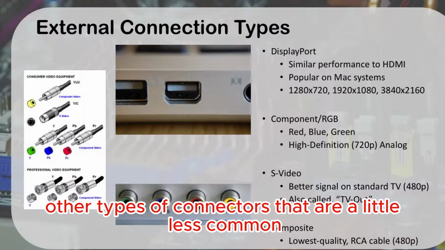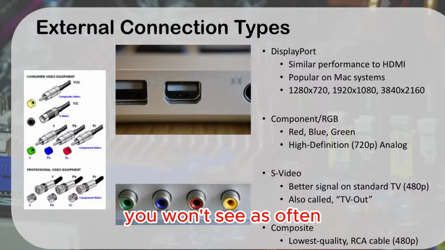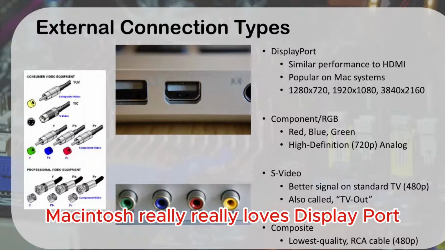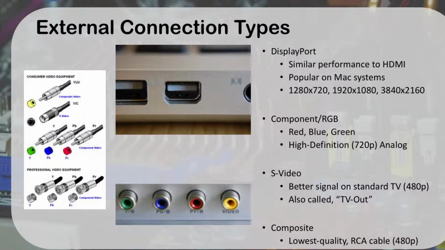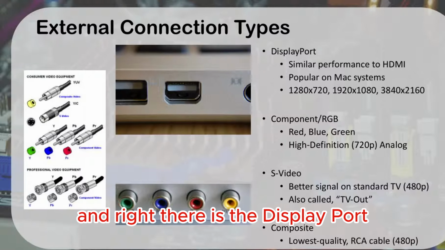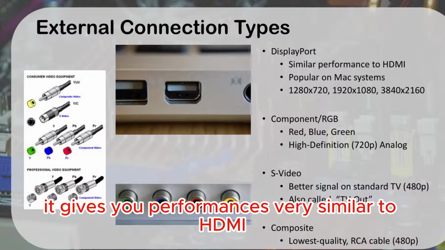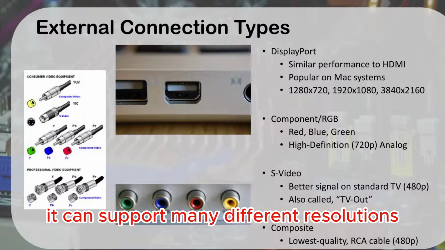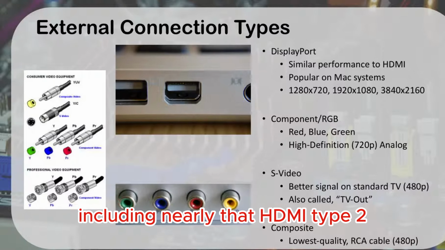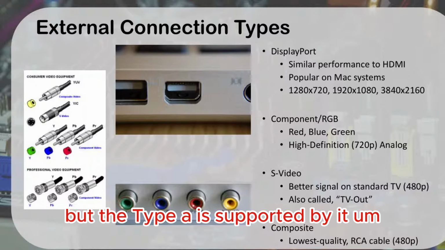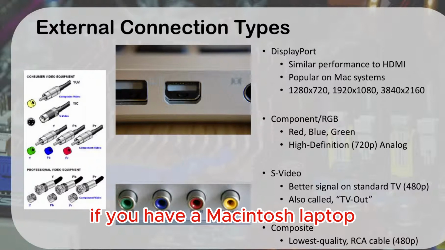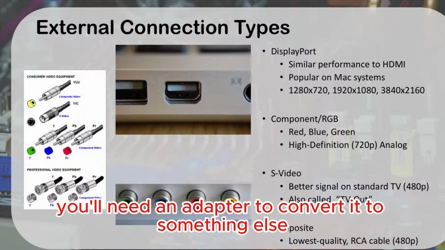Other types of connectors are a little less common, you won't see them as often. Macintosh really loves DisplayPort. All their laptops have it. There's a picture of my laptop, and right there is the DisplayPort. It's a funny shaped little D-shaped connector. It gives you performance very similar to HDMI. As you can see, it can support many different resolutions, including the HDMI Type A. If you have a Macintosh laptop, that's what you're going to get, and you'll need an adapter to convert it to something else.